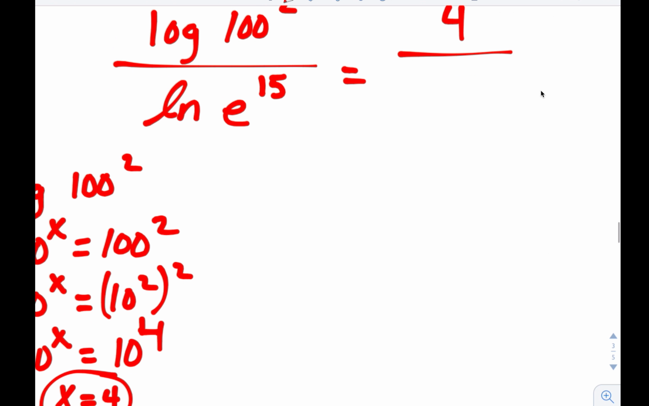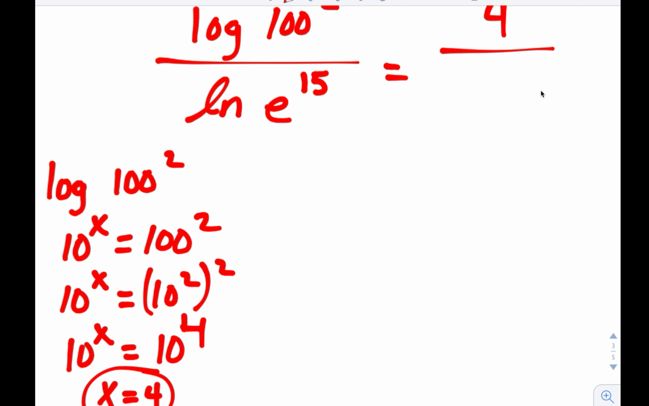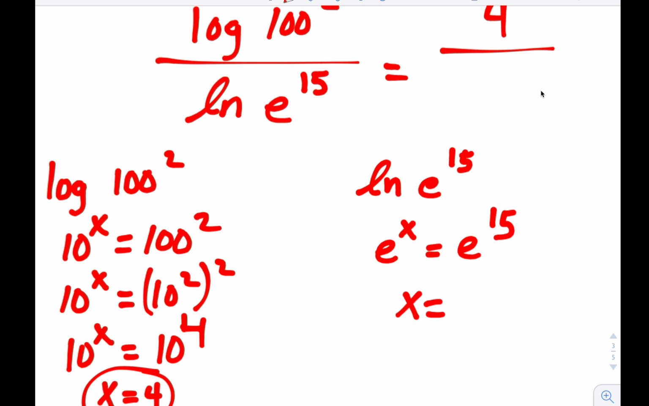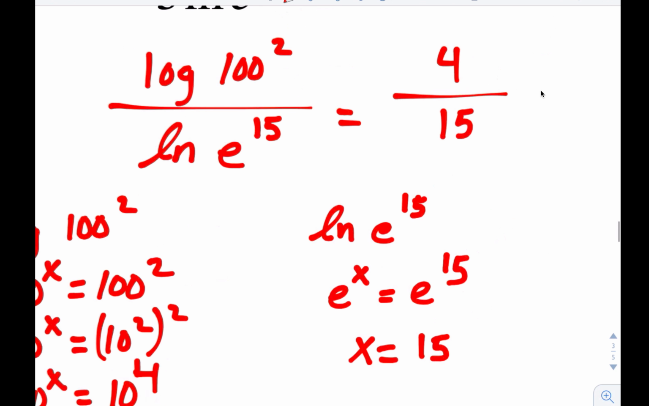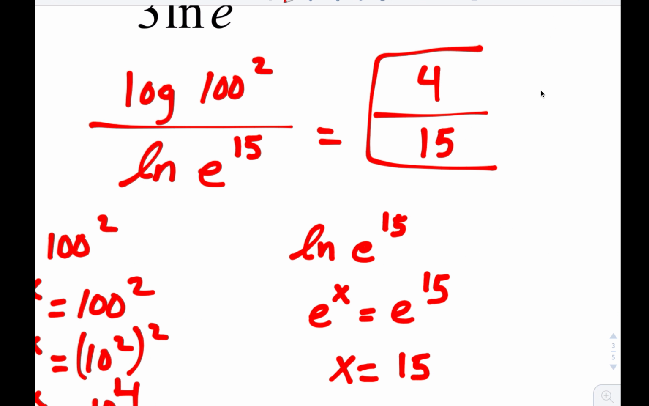And then on the bottom, ln of e to the 15th. So e to some power gives me e to the 15th. x must be 15, so the bottom is 15. So your answer is 4 over 15.